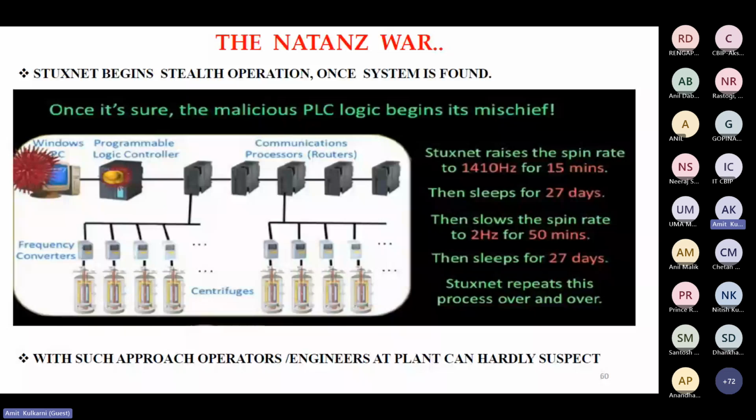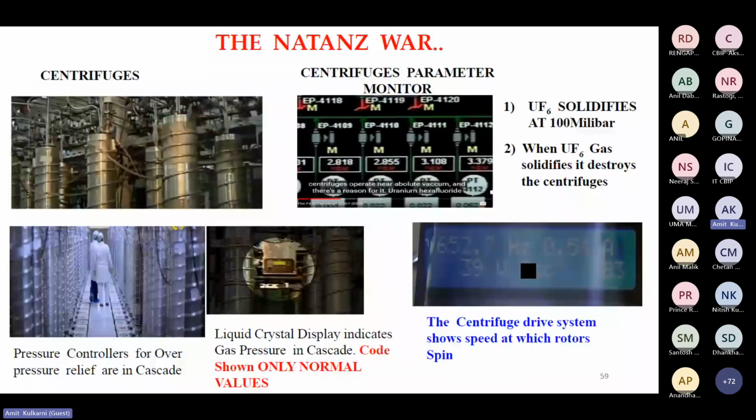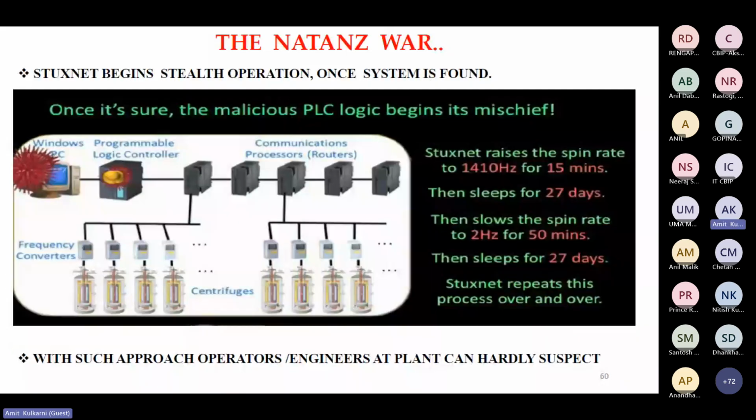Regarding these centrifuges, let me tell you one more thing. When they are separating the isotopes of uranium, they revolve at a very fast rate, something like thousands of RPMs, and their bending frequency is given in hertz. The hertz shown here is not our usual frequency hertz, it's a bending frequency. So what Stuxnet has done, it played with the spin rate.